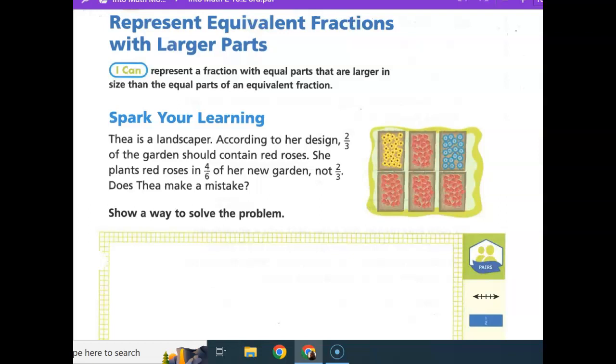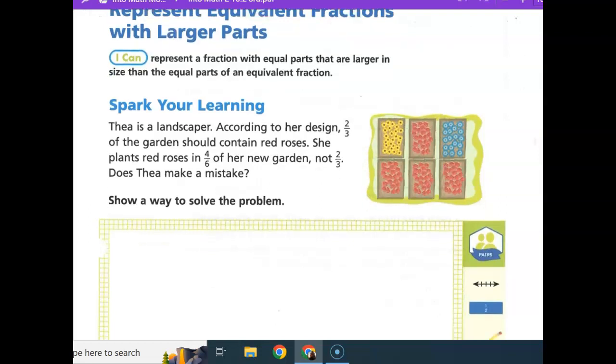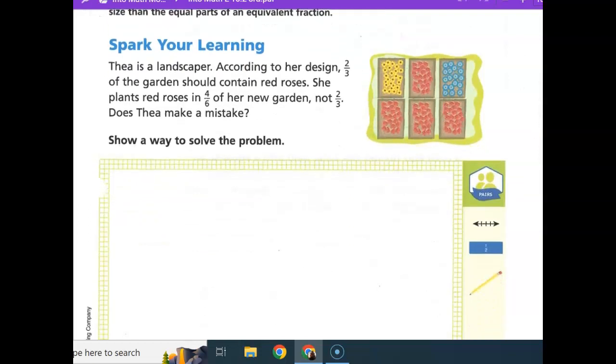Thea is a landscaper. According to her design, 2/3 of the garden should contain red roses. She plants red roses in 4/6 of her new garden, not 2/3. Did Thea make a mistake? So what we're going to try and find out is: are 4/6 and 2/3 equivalent?